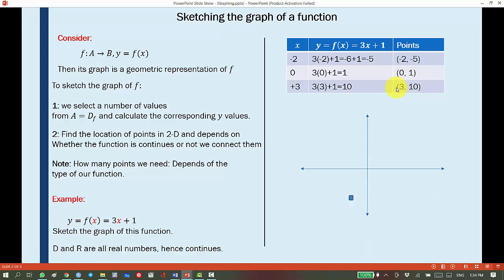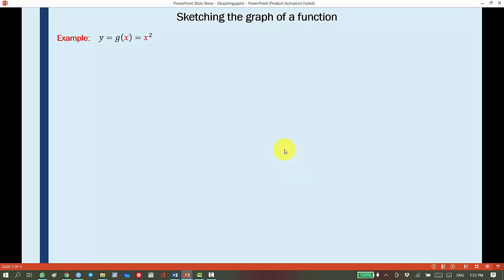Next, we find the location of these points in two-dimensional space, and we know that -2 and -5 is here, 0 and 1 is here, and the last point, which is 3 and 10, is here. Since the function is continuous, we connect the points. As a result, we get the graph of y is equal to 3x plus 1. Remember that this graph is just a sketch of the graph of the function y is equal to 3x plus 1. Further, consider y is equal to g of x equal to x squared and sketch its graph.